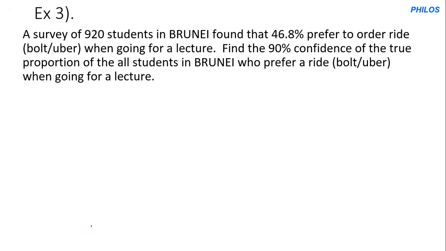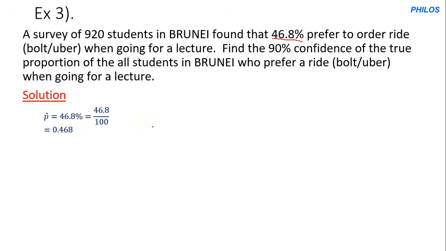So to solve this, first we need to know our p-hat, isn't it? Now, here the p-hat has been given in percentage, okay? So you just convert it to decimal. So our p-hat is 46.8%, and that is 46.8 divided by 100. And that will give us 0.468. And then we find a q-hat too.